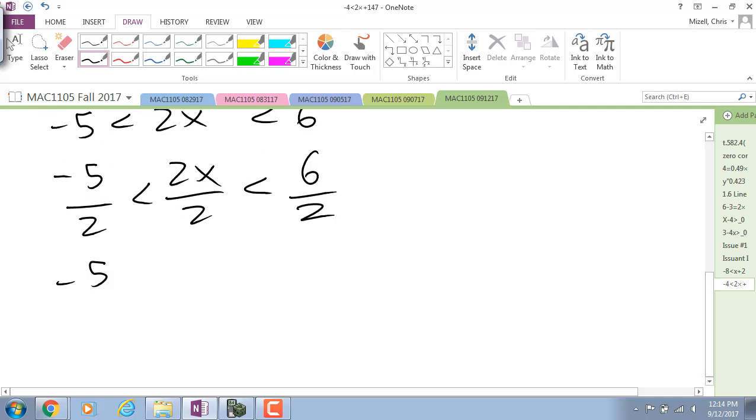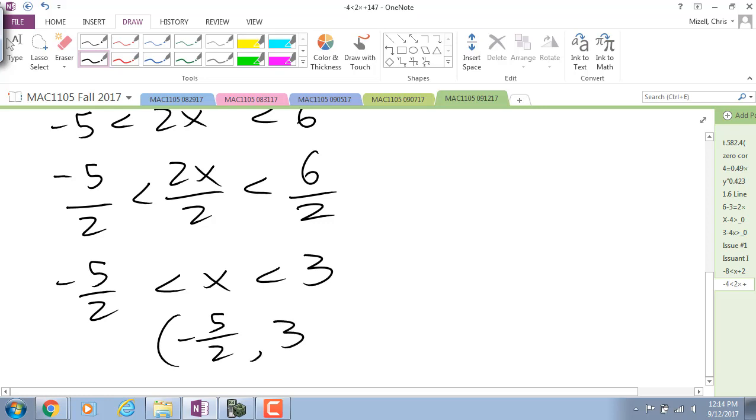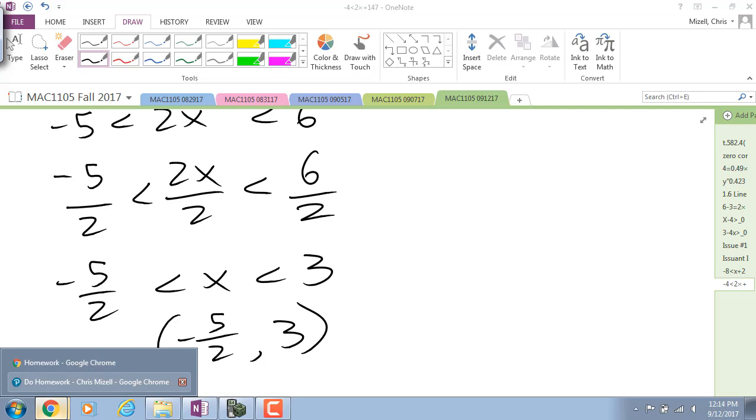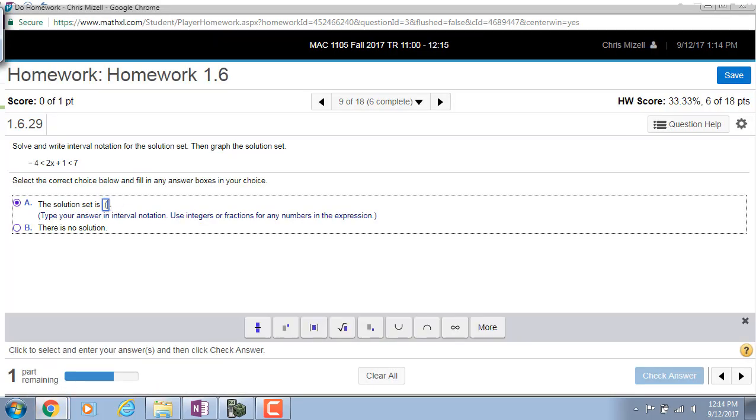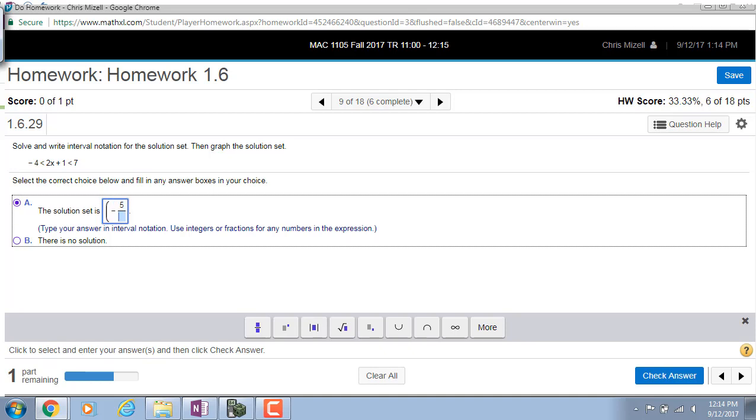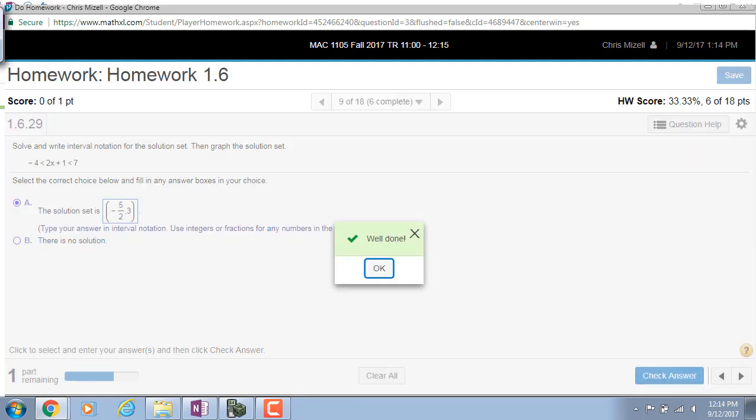So negative 5 halves must be less than x. x must be less than 3. Another open interval from negative 5 halves to 3. And in less than a minute that we have, let's make sure MyMathLab likes it. So negative 5 and then backslash 2 for the negative 5 halves, and then 3, and then close the parentheses, fingers crossed. Good with it. All right.